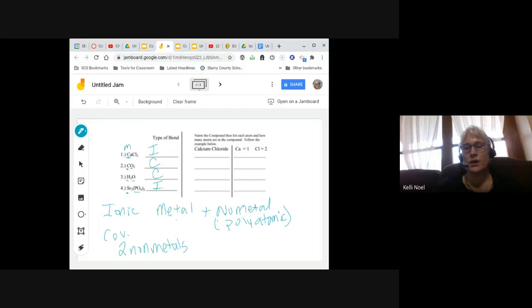So if we go here, carbon, with covalent, remember we have to use the prefixes. With carbon, there is no number, so we're going to write just carbon. We don't use mono with it.